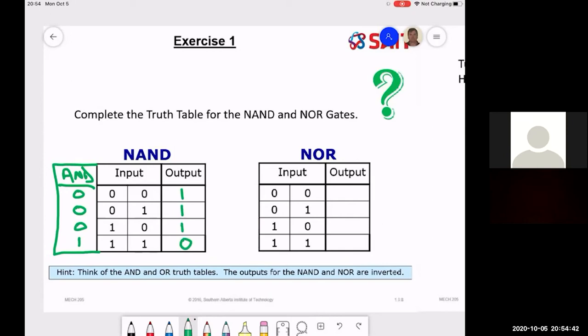Okay, baby steps to get there. I created an additional intermediate AND column and solved the truth table. I'm going to do the same again for NOR. I'm going to create just a temporary OR column. 0 or 0 equals 0. 0 or 1 gives me 1. 1 or 0 gives me 1. 1 or 1 gives me 1. Inverted to a NOR, the 0 becomes 1 and the 1s all become 0s. So there we have the truth tables for the NAND and the NOR gates.